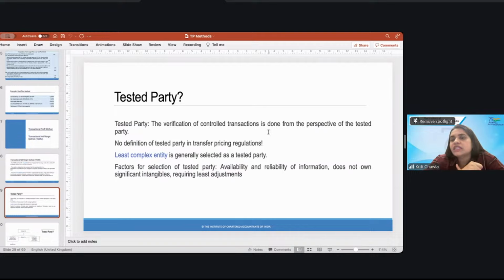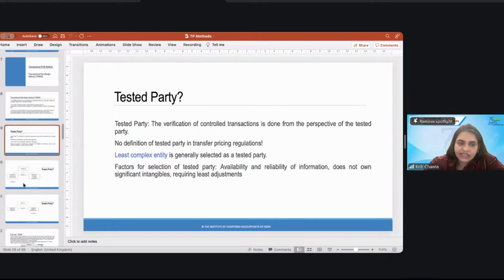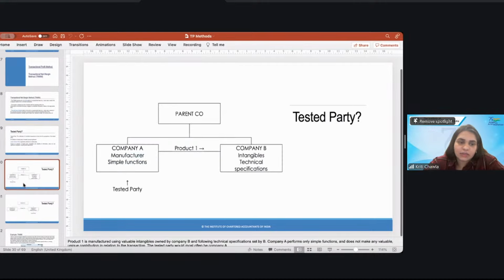Now, we were discussing that there is no definition of tested party as such. It's just the least complex entity which is considered as the tested party. There is no definition in India for tested party. There is no definition in the OECD for the concept of tested party, but they just say that it's going to be the least complex entity.